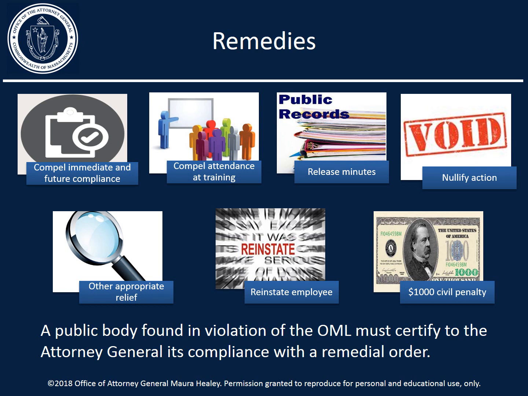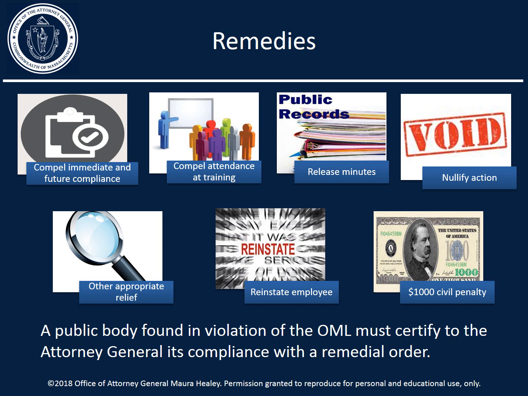The Attorney General may compel a public body to attend a training on the requirements of the open meeting law. The Attorney General may compel the public release of executive session minutes or other confidential documents used at a meeting. The Attorney General may nullify any action taken by a public body in violation of the open meeting law. The Attorney General may reinstate an employee and make him or her whole. This remedy may be appropriate where an employee was not afforded the rights guaranteed by Executive Session Purpose 1.